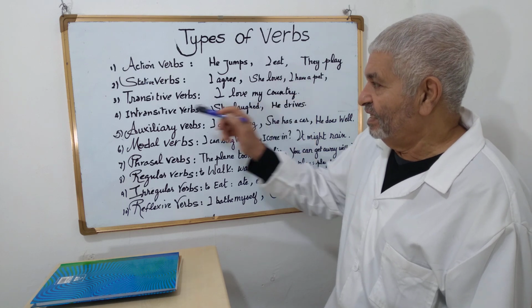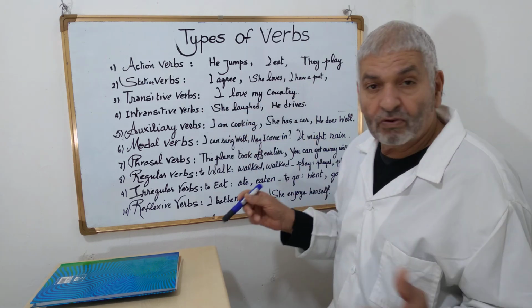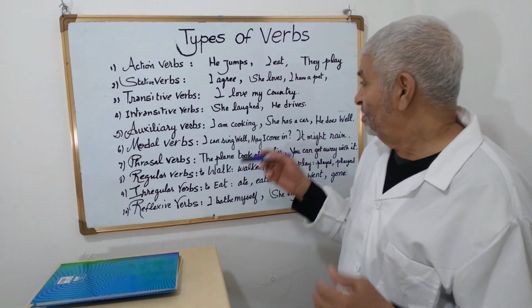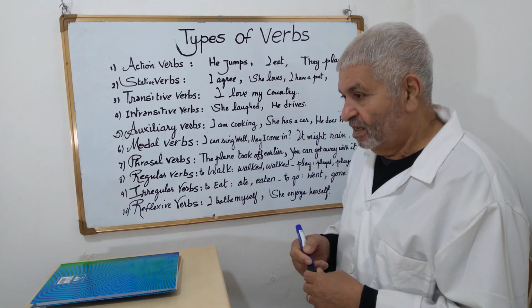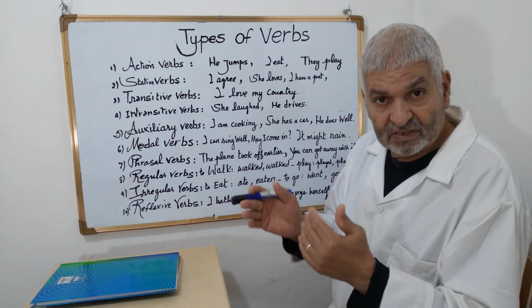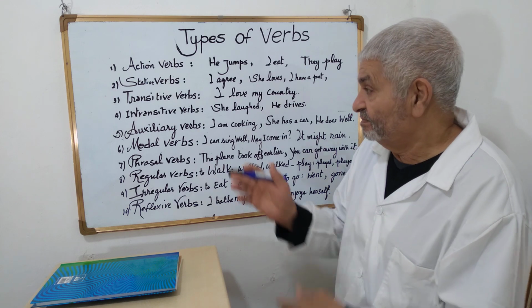Okay. The intransitive verbs, they don't require an object. For example, you say, she left, he drives, the baby cries. It's a complete statement without having a direct object.